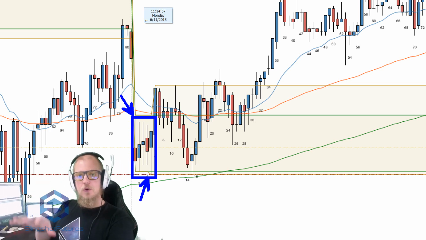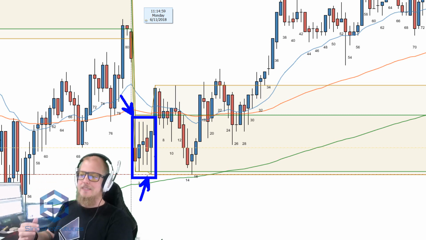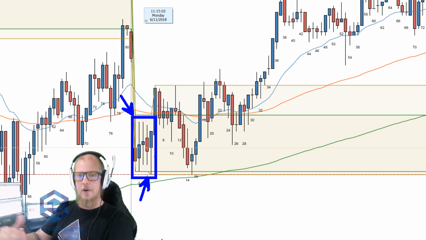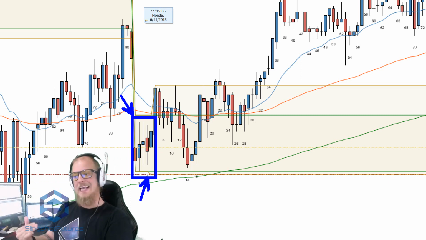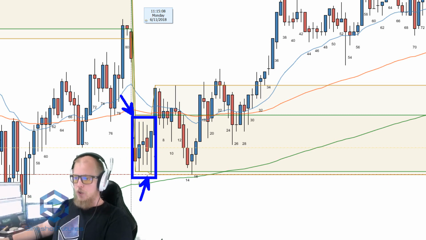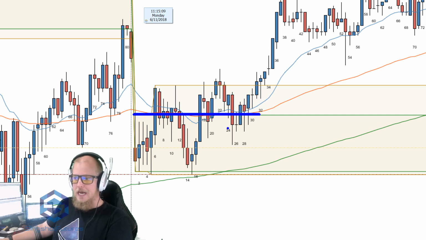If you're not familiar with what faded means in this context, it means going against the breakout. A bull breakout would then get sold because they're trying to fade the move back into the original range. So where are they going to sell? Well, they're going to sell the high, but they could also say, well, you know what?